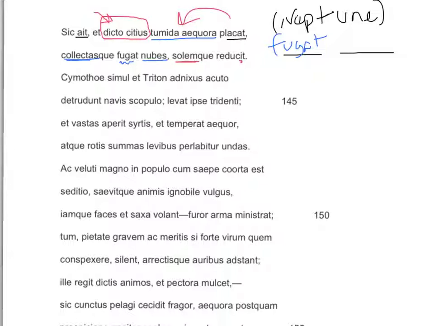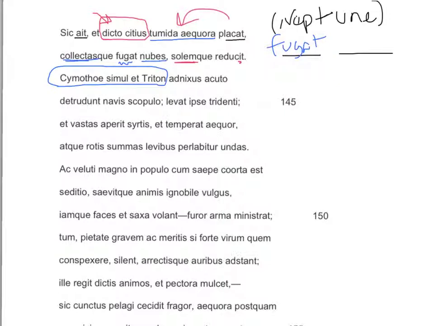First of all, notice these guys, Cymothoe and Triton, are new subjects. They must be friends of Neptune, helping to clean up the mess caused by the storms. And then we have a participle, adnixus. Adnixus modifies Triton. So, Cymothoe and Triton are doing something. And then we're going to describe Triton.